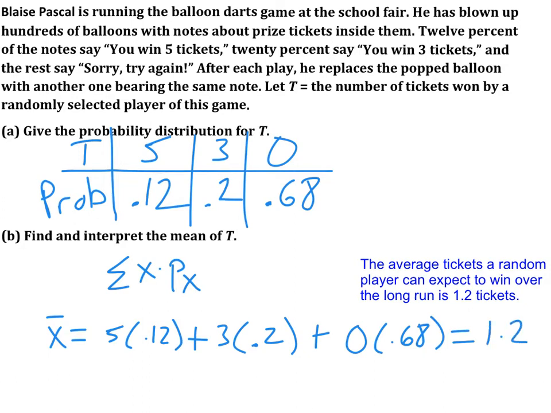So on average, we are going to be giving out 1.2 tickets. Think of the law of large numbers. As this game is played and played and played, per game, we're giving out 1.2 tickets.